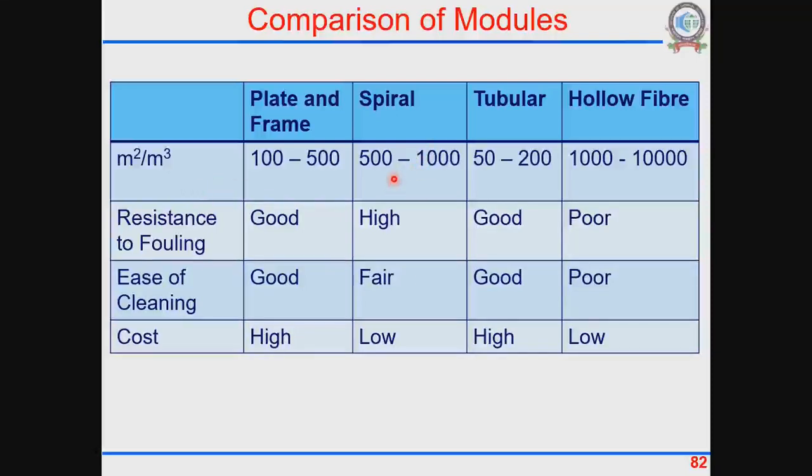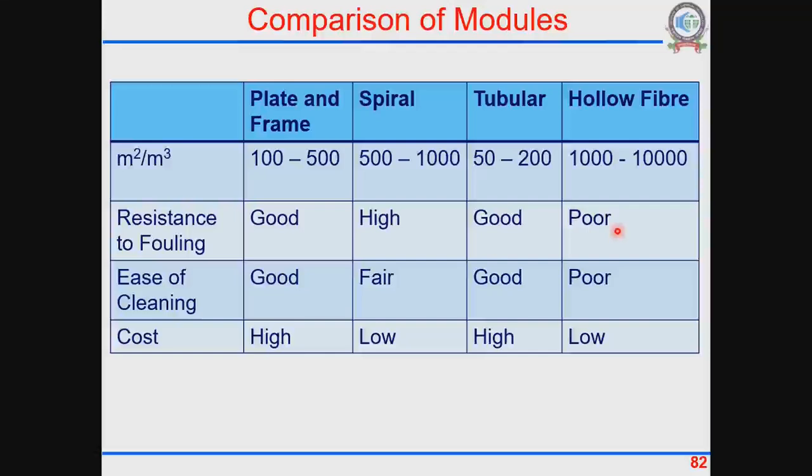Whereas spiral, you will get a very large packing density in terms of meter square per meter cube. Resistance to fouling would be high because of the spacer modules that are used. Cleaning would be not so easy, but you could always have some chemical cleaning being done. And of course, the cost would be very low because it's essentially a flat sheet which you're just winding around. Tubular, where you will have multiple tubes in one unit, so again area would be less, but you would have a good resistance to fouling, good cleaning, cost would be high. Hollow fiber, the fibers are so small that you can get a very large surface area in terms of a unit volume. That's why it is very popular in medical applications.